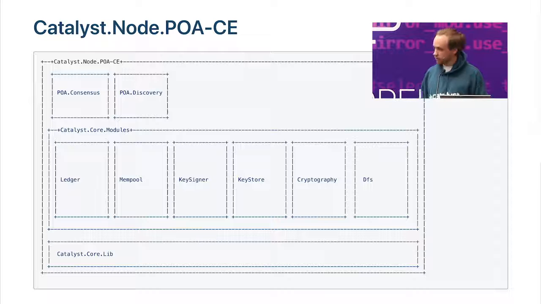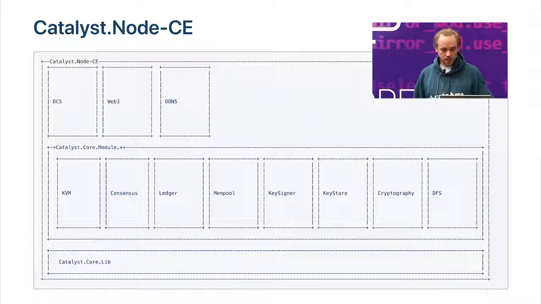As I said, the custom modules can provide real domain-specific functionality. So this is an example of how you can assemble these modules into a node. This is our first distribution, or our first flavor of a node, which will be released in the next month or two. And this is Catalyst Node Proof of Authority Community Edition.